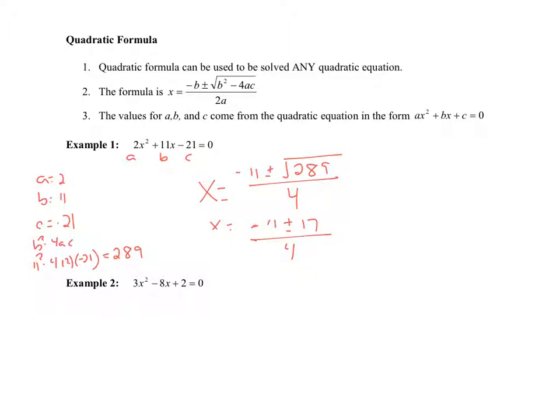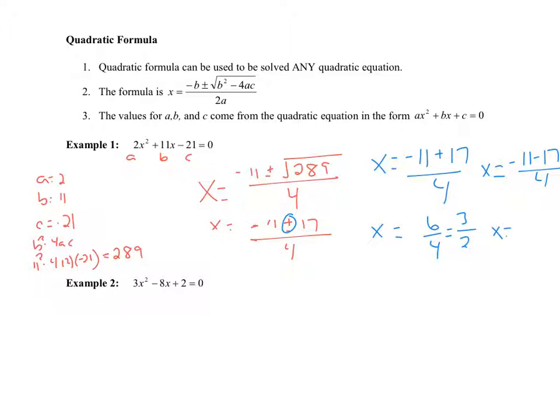So I'll break it up. This plus or minus part right here, that's where we're going to end up with the two parts. So x equals negative 11 plus 17 over 4, and x equals negative 11 minus 17 all over 4. So negative 11 plus 17 over 4 is going to be 6 over 4, which becomes 3 over 2, or 1.5. Doesn't really matter what you write.